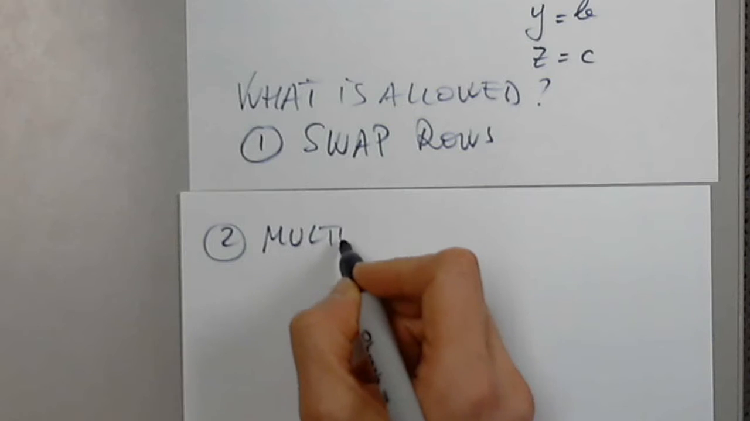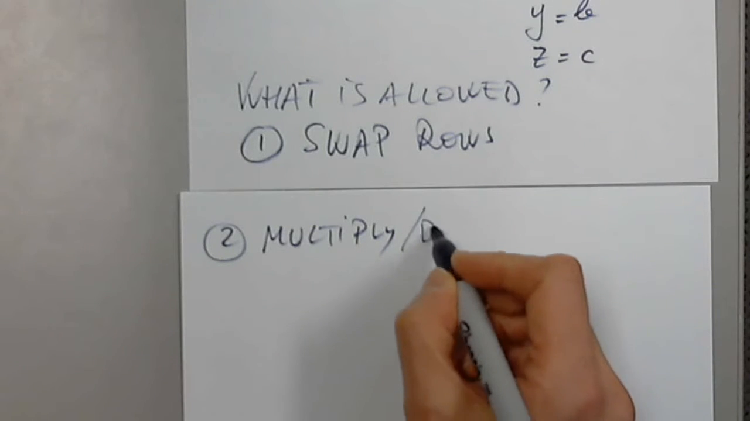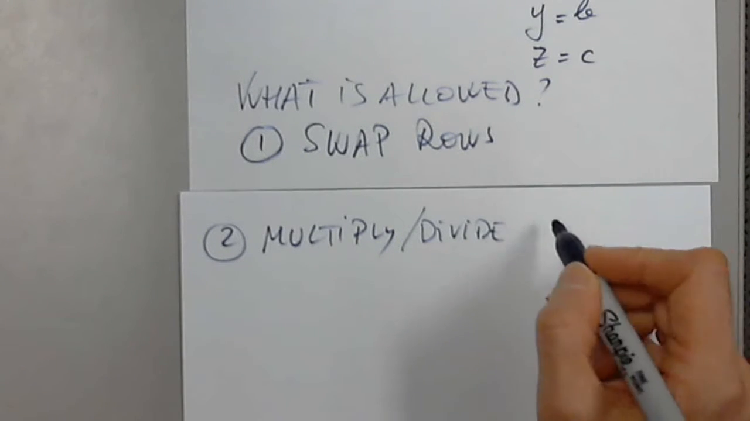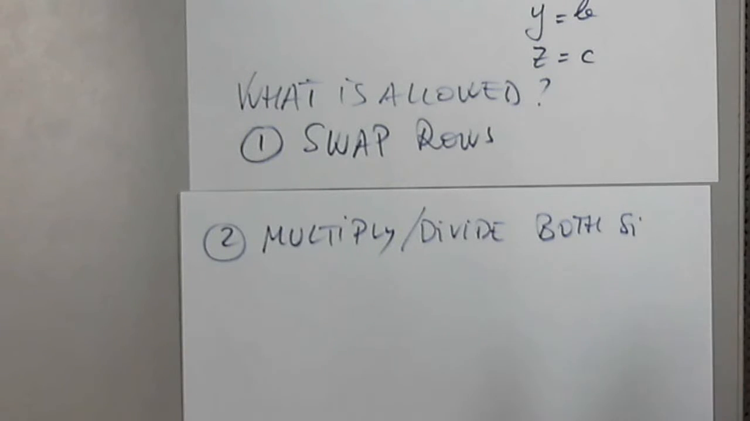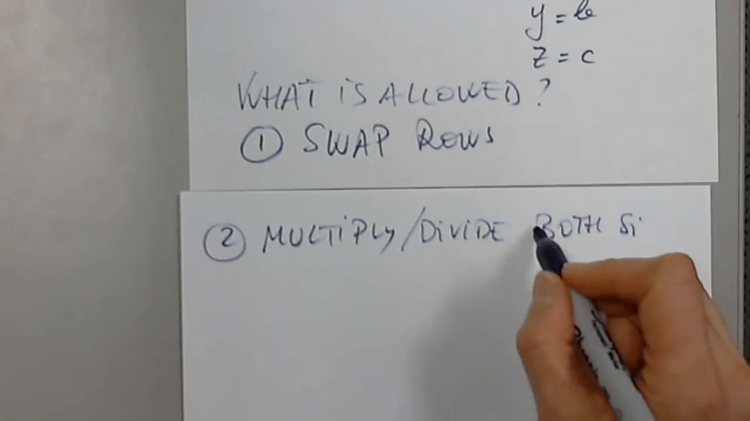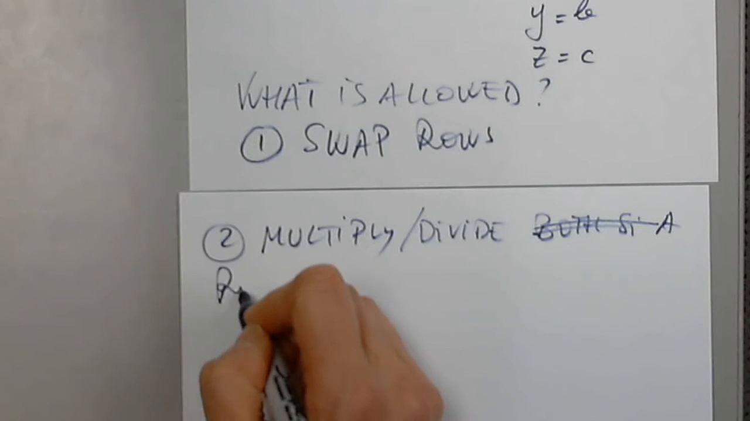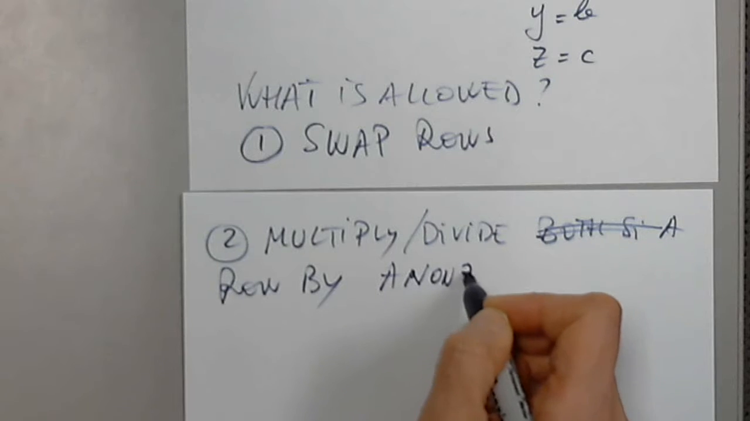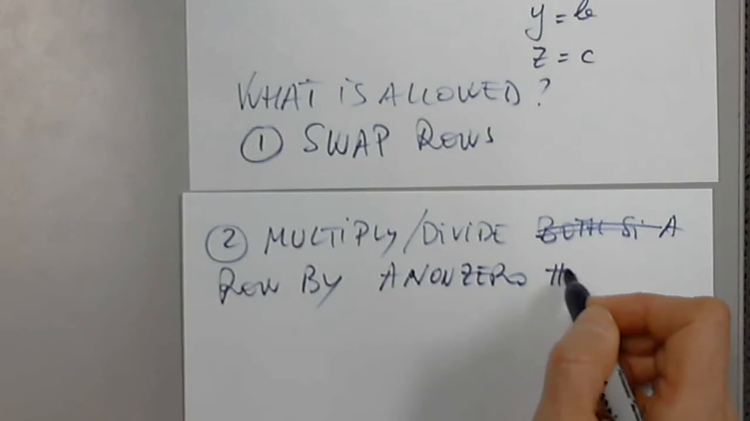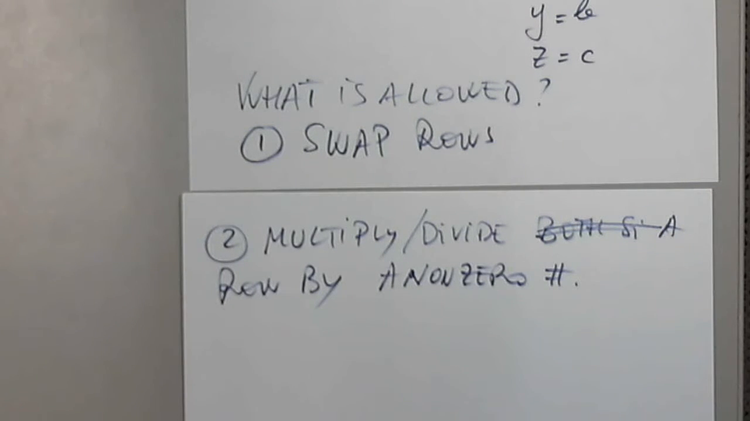Multiply or divide both sides. I should say a row. That's good enough. But anyway, a row by a non-zero number. Non-zero number. Let's see if that's allowed.